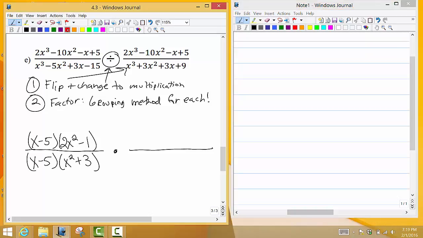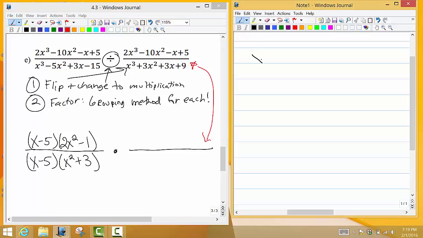Now for the second fraction, we said we're going to flip the fraction, so this is going to go on top. So I'm going to factor this one, and I'm going to put the answer at the top. Alright, so I'm going to factor x cubed plus 3x squared plus 3x plus 9. I'm going to group first 2 terms, last 2 terms.